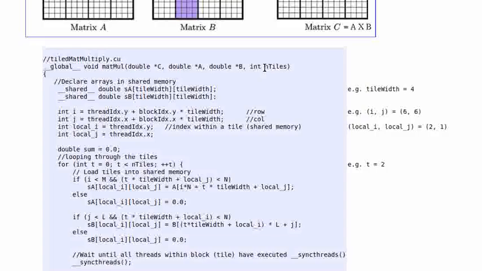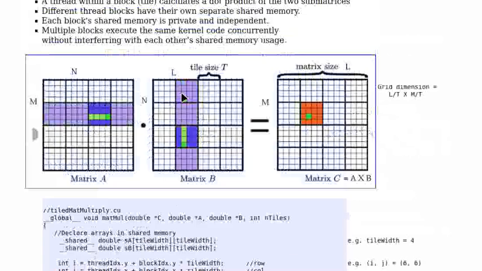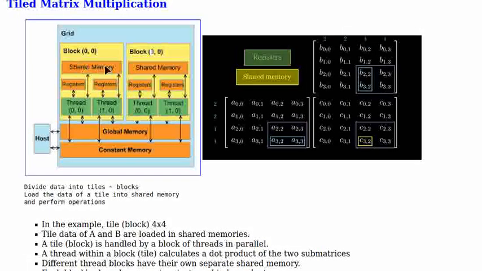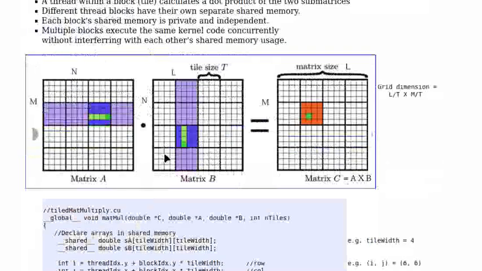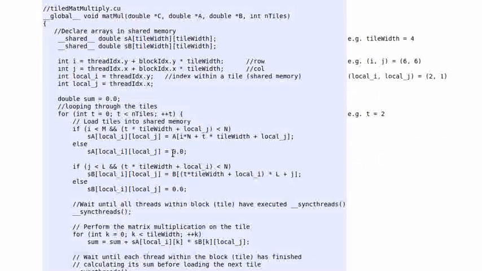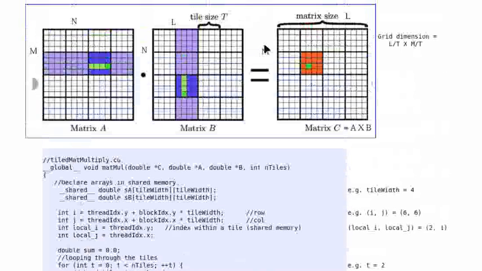And we declare arrays in the shared memory. We declare 2 arrays using this syntax, __shared__ double, SA, 2-dimensional, TILE_WIDTH by TILE_WIDTH, and SB. So we declared SA and SB in the shared memory for this block, and then other SA and SB in this block, and so on. Tile width, for example in the example here, is 4.